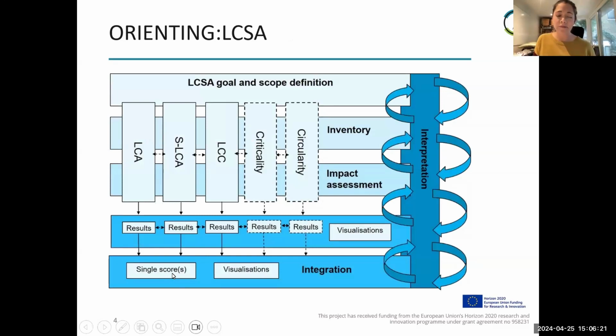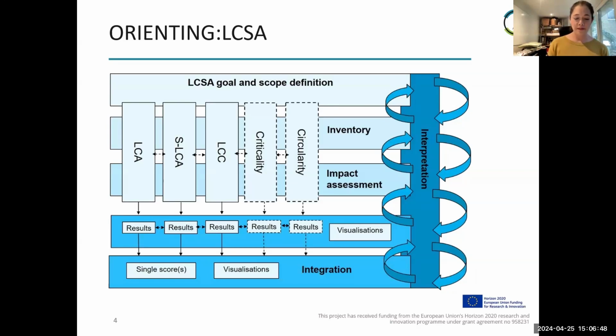The overall aim of Orienting was to develop an operational life cycle methodology for products and services, to offer a practical approach that considers the environmental, social and economic impacts in an integrated way, as well as material circularity and criticality. This was to facilitate decision-making towards the circular economy.